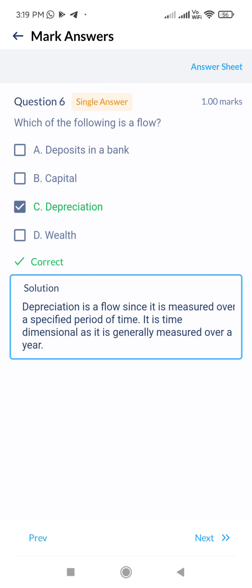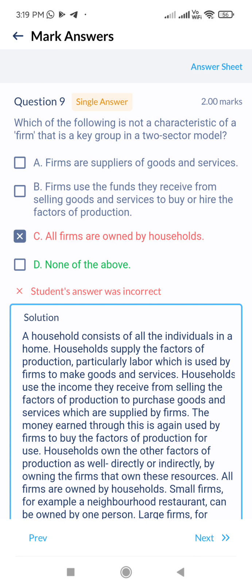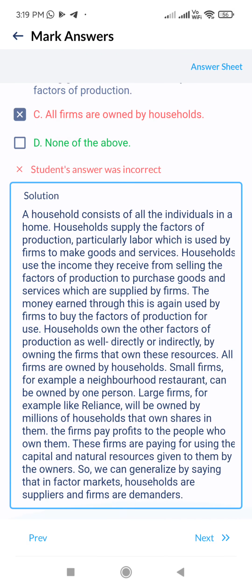Next question. It is correct, so I am skipping this. This is also correct. I am skipping. Okay. Now this is incorrect. Which of the following is not a characteristic of a firm that is a key group in a two sector model? Okay. तो यहाँ पर इस बच्चे ने गलत किया है. इसका सही आंसर क्या है?